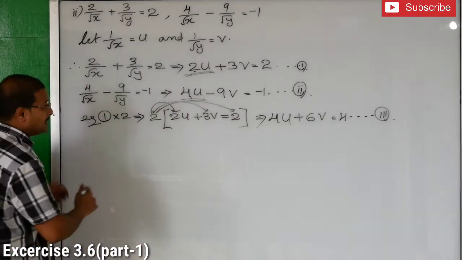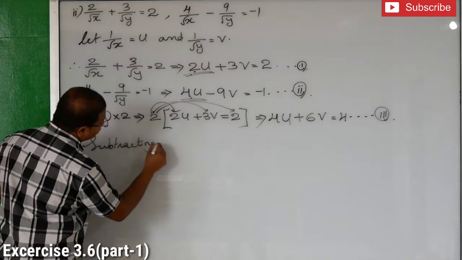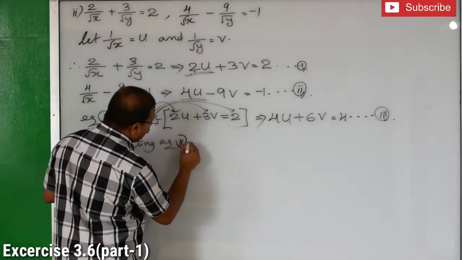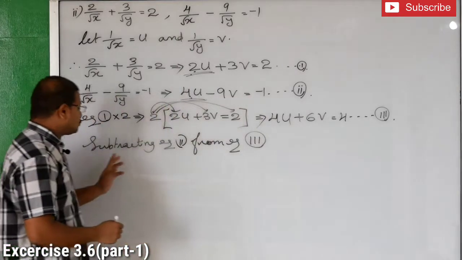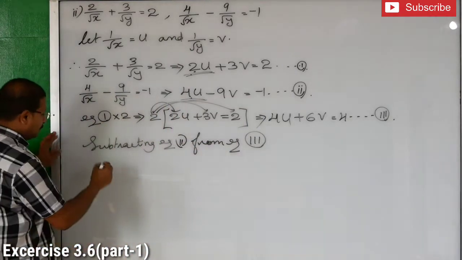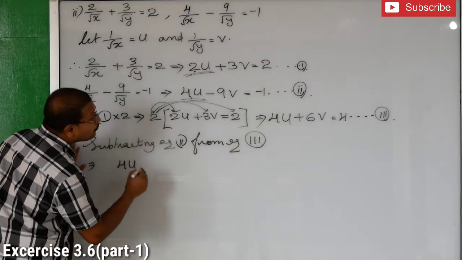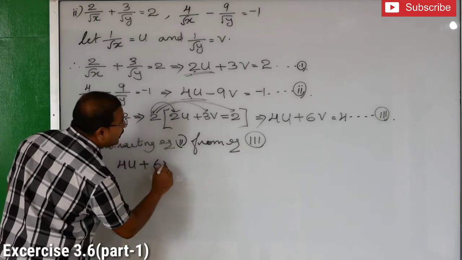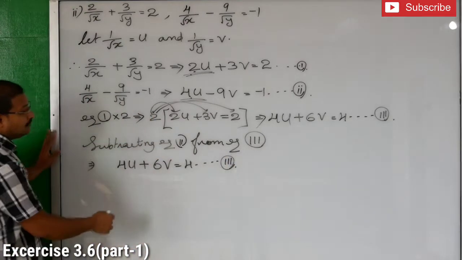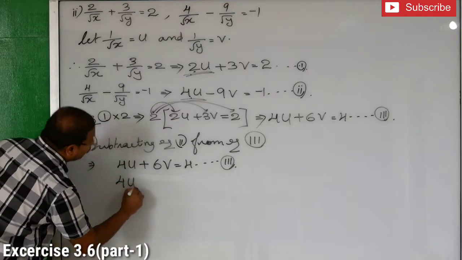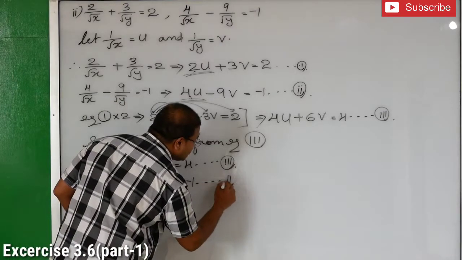Ready? Now what you will do is subtract equation 2 from equation 3. Subtracting equation 2 from equation 3. That implies, what is the third equation? 4u plus 6v equals 4. That is the third equation. After that, the second equation, what is that? 4u minus 9v equals minus 1. This is the second equation.